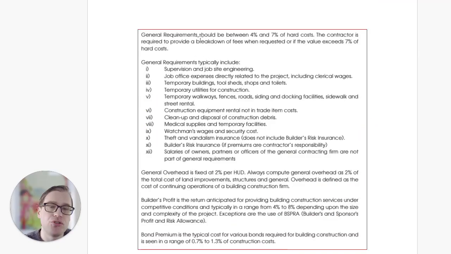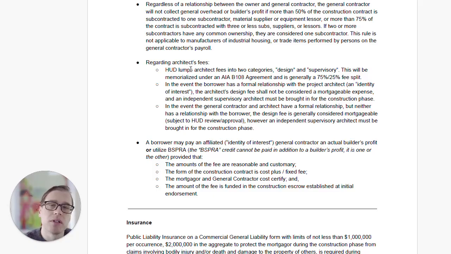GC fees are mortgageable. General requirements or conditions are 4 to 7% of costs. General overhead is 2% of land improvements, structures, and general requirements or conditions, and builder's profit is between 4 to 8%. Even if there's a relationship between the owner and the GC, you can still collect general requirements, conditions, overhead, and builder's profit. Regardless of a relationship between the owner and contractor, even if it's truly arm's length, the contractor will not collect overhead or builder's profit if more than 50% of the contract is subcontracted to one sub, material supplier, or lessor, or 75% of the contract is subcontracted with 3 or fewer subs, suppliers, or lessors. And if 2 or more subs have common ownership, they're considered one subcontractor.